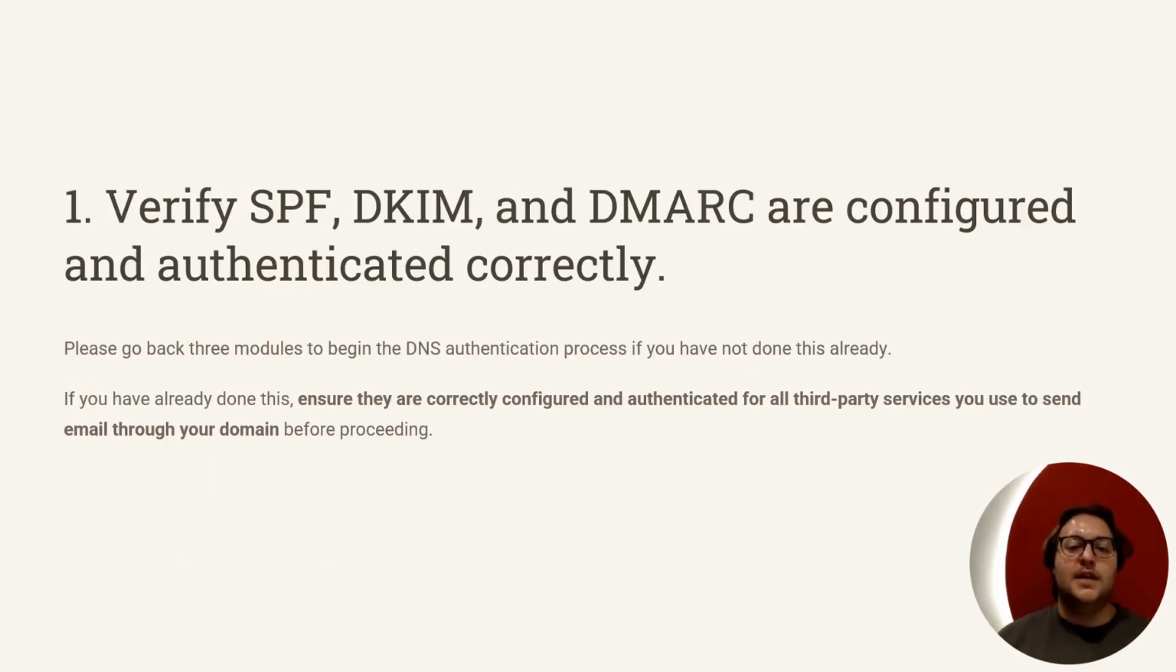The first step to implementing BIMI is verifying your SPF, DKIM, and DMARC are configured and authenticated. Please go back 3 modules to begin the DNS authentication process if you've not done this already. If you have already done this, ensure they are correctly configured and authenticated for all third-party services you use to send email through your domain before proceeding.